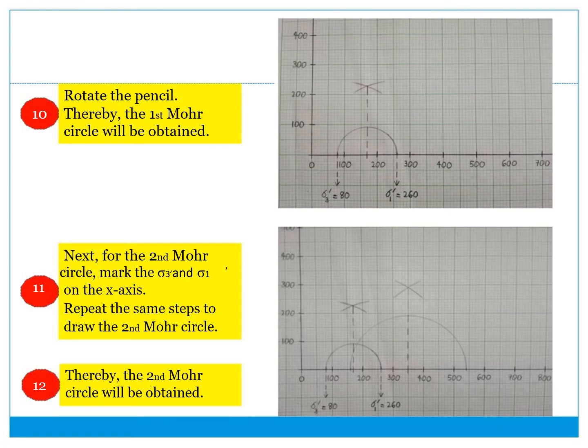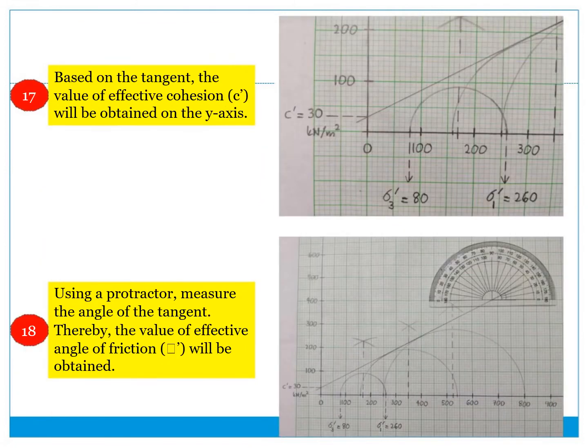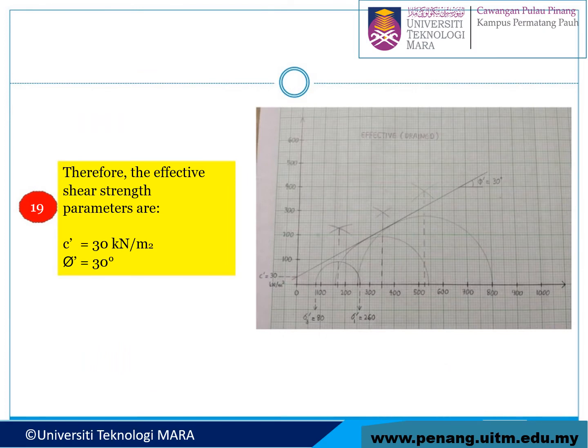Same procedure. And then after that you will get the value of C and also the value of the angle of friction, phi. But this one is C prime and phi prime. So similar, this one is shear stress and this one is normal stress. So for the effective stress parameters, C is 30 kilopascal and phi is 30 degrees, right?